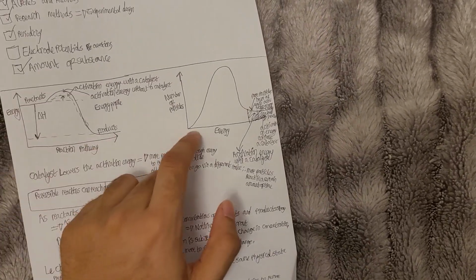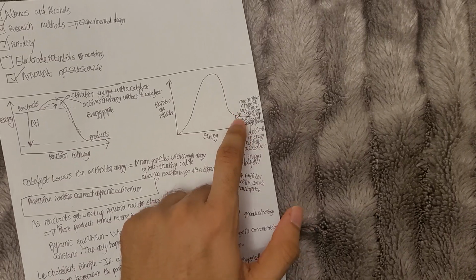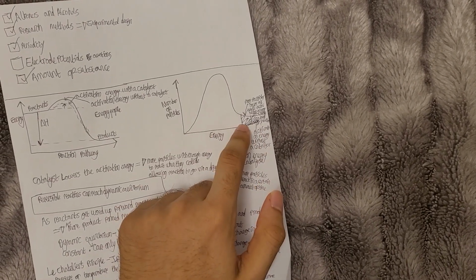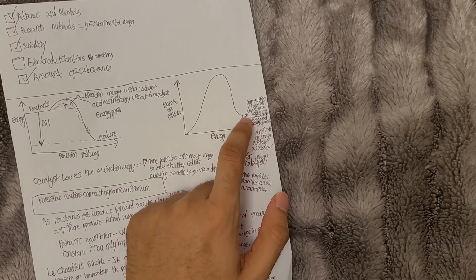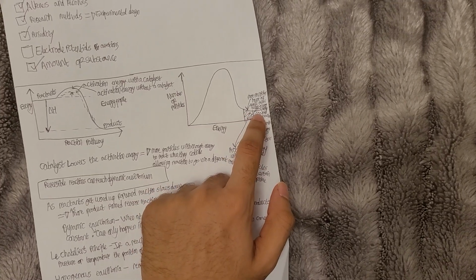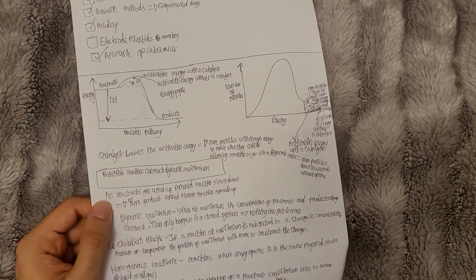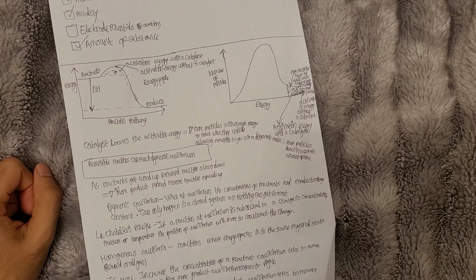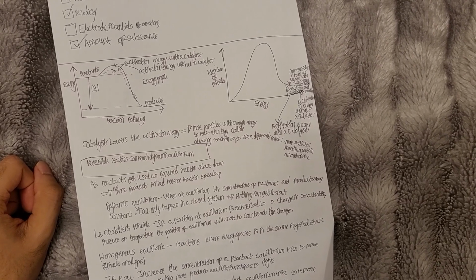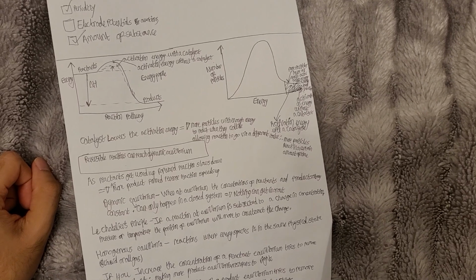Number of particles against energy, the Maxwell-Boltzmann distribution curve, activation energy. More particles have at least the activation energy, and activation energy without a catalyst is there. Activation energy with a catalyst, this part, activation energy without catalyst, that part. Catalyst lowers the activation energy, therefore more particles have enough energy to react when they collide, allowing the reaction to go via a different route, therefore more particles react in a certain amount of time.